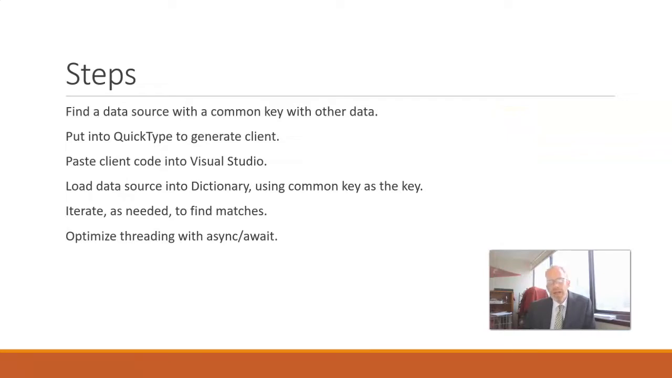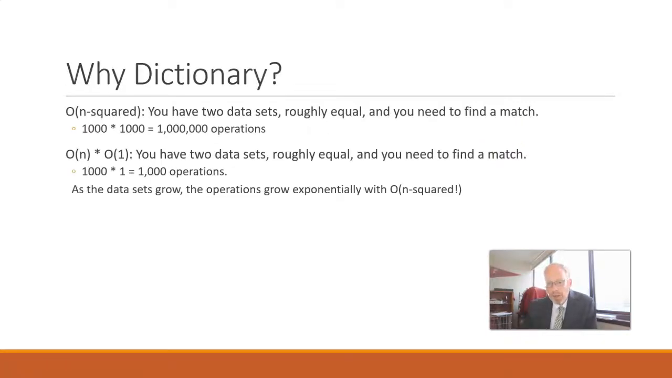So we'll need to find some data that has a common key with the data that we already have, put it into QuickType, paste the generated code into Visual Studio, load the data into a dictionary, and then iterate to find matches between the data. That's what I'll cover in this video. In a following video, I'm going to optimize this operation by using async await. First, why dictionary? And then we'll jump right into code.